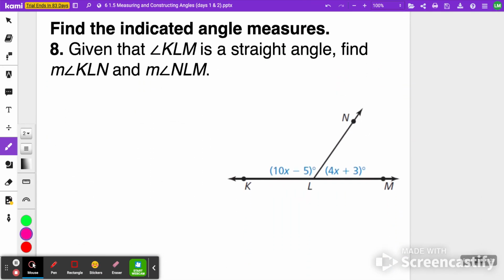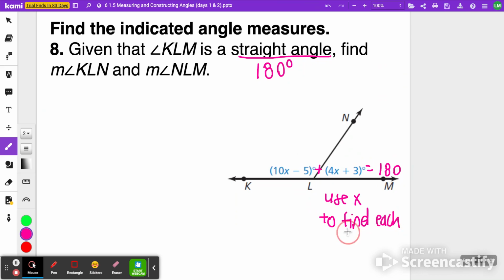It says, given that KLM is a straight angle, find KLN and NLM. So we know that straight angles are equal to 180 degrees. So what I can do is write an equation where I'm adding these two things together, setting it equal to 180, and then use x to find each angle. Okay, so here we go. I'm going to write 10x minus 5 plus 4x plus 3 equals 180.